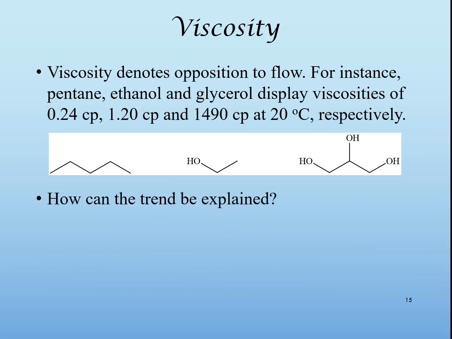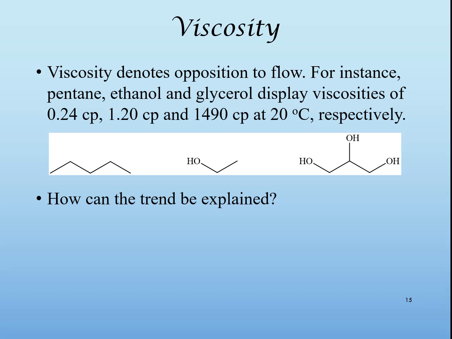The next example we want to discuss is viscosity. Viscosity denotes the opposition to flow. Obviously, we're talking about liquids here. We know a lot of compounds which have high viscosities, like honey. In our case, we're going to discuss the viscosities of pentane, ethanol, and glycerol. And we observe that pentane has a very low viscosity and glycerol on the other hand has a very high viscosity.